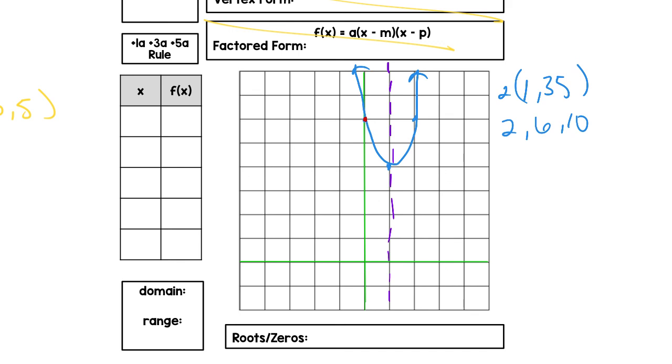So let's write our points down. Our vertex, we know, is at 1, 4. Our next point to the right is at 2, 6. We go right one more, that'll be 3, and 6 plus 10. Oh, I graphed it wrong. Oh, Lord. I'm so sorry. Let's fix this real quick.